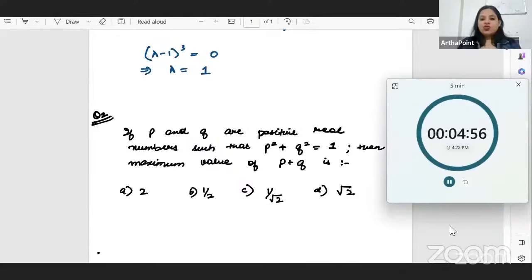If P and Q are positive real numbers such that P square plus Q square is 1, then what is the maximum value of P plus Q? 4 values are given to you. Again, just think about it. P and Q are positive real numbers, only positive. P square plus Q square is 1. What is the maximum value of P plus Q? 5 minutes, go ahead and solve this question.